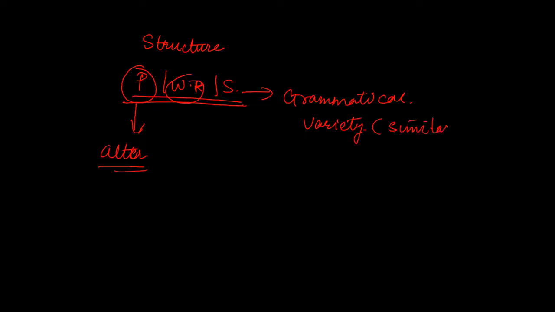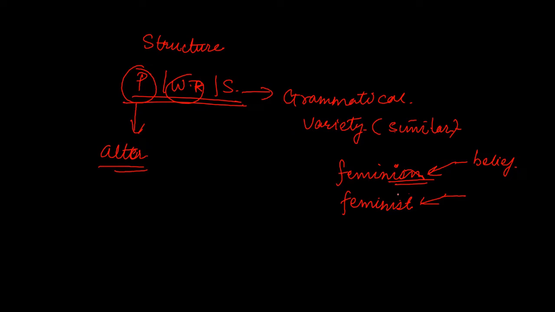For example, we can say feminism. Ism is the suffix. Ism means the belief or the movement. Another word that we can see from here is feminist. It means somebody who believes in this belief or the movement. So these are the suffixes.